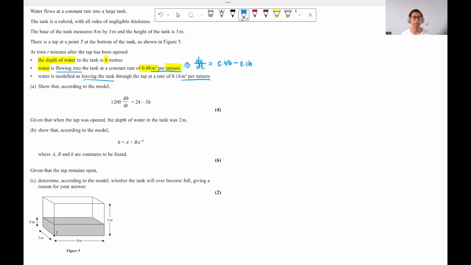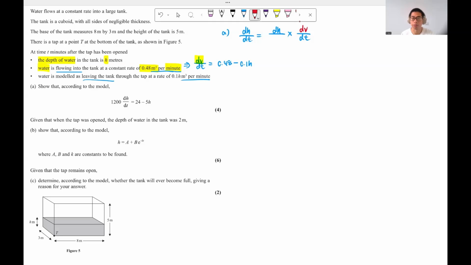And then part A: show that according to the model, 1200 dH over dt equals 24 minus 5h. Okay, so we need to set up the equation. For this type of equation, we always need to use the chain rule because clearly there's no information given for the rate of change of the height by time. We only have the rate of change of volume by time, so it's dV over dt. So to set this up, we know dH over dt has to be equal to dH over something times something over dt. And we already have dV over dt here. So dV over dt is the one to link them.